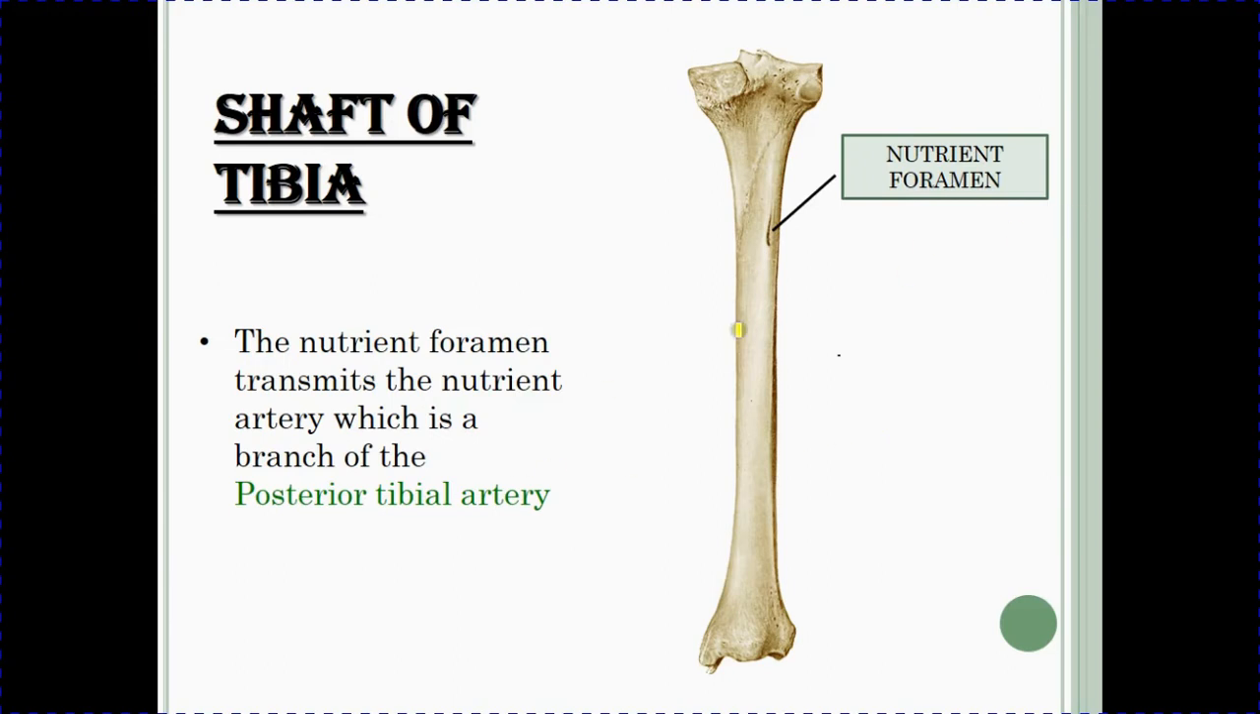The posterior surface of the shaft of the tibia has a nutrient foramen. This nutrient foramen transmits the nutrient artery, which is a branch of the posterior tibial artery. So this is the nutrient foramen through which the nutrient artery enters to supply the blood. It is a branch of the posterior tibial artery.